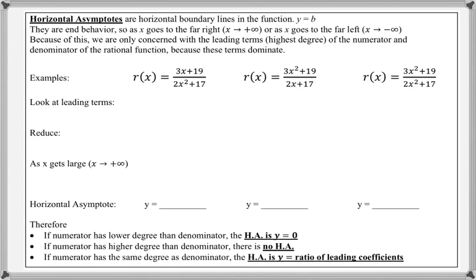So because of this, we are only concerned with the leading terms, or the highest degree, of the numerator and the denominator, because these terms dominate. The other terms are important, but these ones take over, especially as you go to the far right and to the far left. So if we look at these leading terms, for the first one here, this is 3x over 2x squared. If I reduce that, the x will cancel out, and you'll have 3 over 2x.